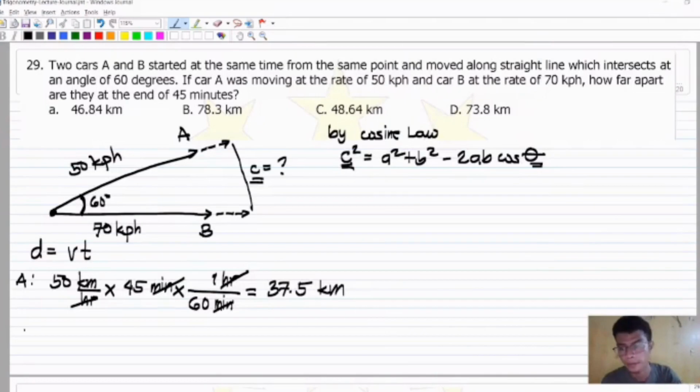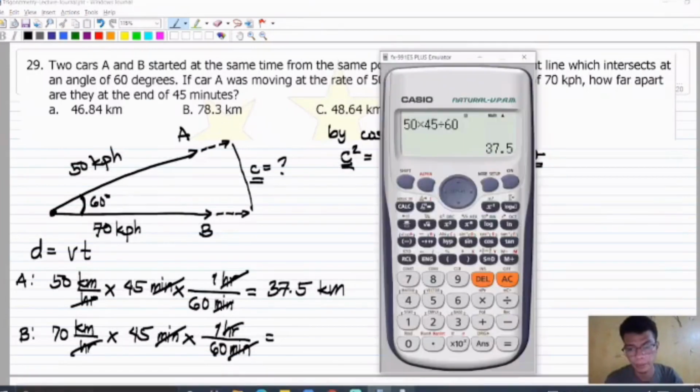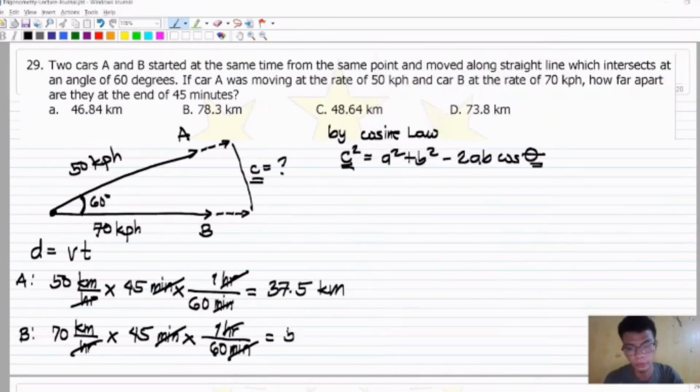kilometers. Next, para kay car B naman, the speed of car B is 70 kilometers per hour times 45 minutes din naman yung travel niya. Kasi they travel at the same time. So, 1 hour over 60 minutes. Cancel ang minutes and the hour. So 70 times 45 over 60. Gawin lang natin ito, 70. And the answer will become 52.5 kilometers.